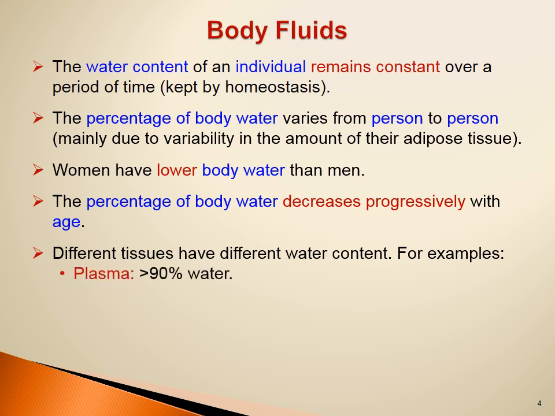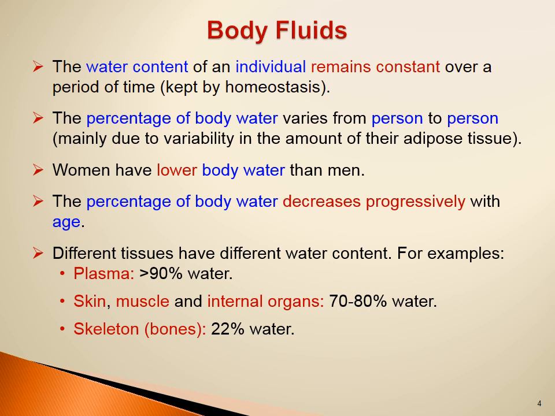Different tissues have different water content. For example, the plasma contains more than 90% of water. Skin, muscle, and internal organs contain between 70 to 80% of water. Skeleton or bones have only 22% of water. And adipose tissue is the tissue that has the least amount of water, and it represents only 10% of the tissue mass.